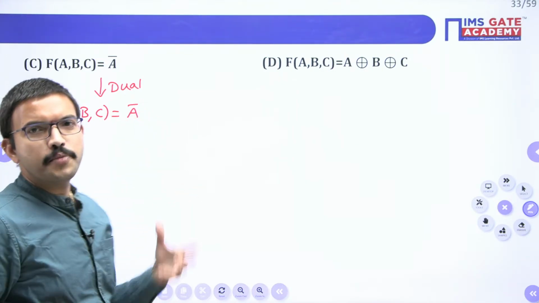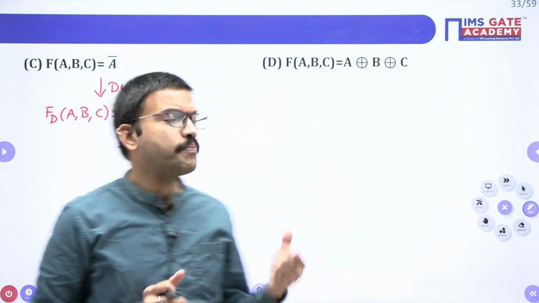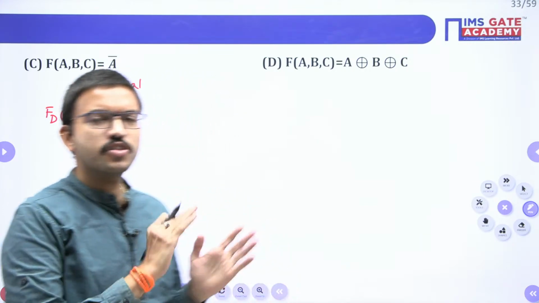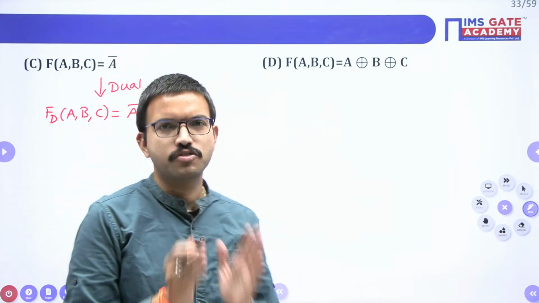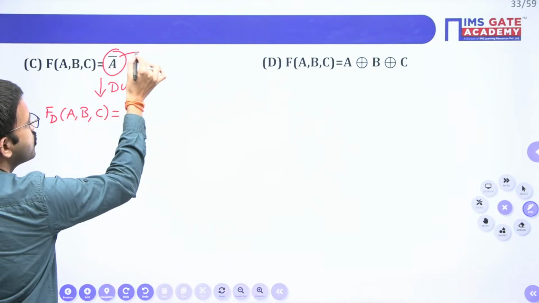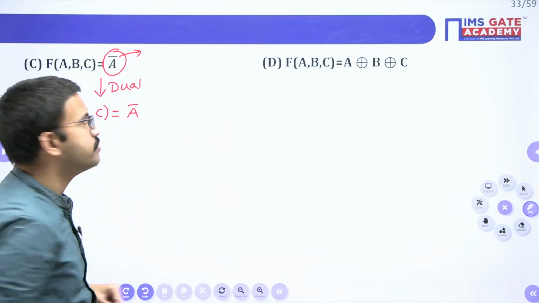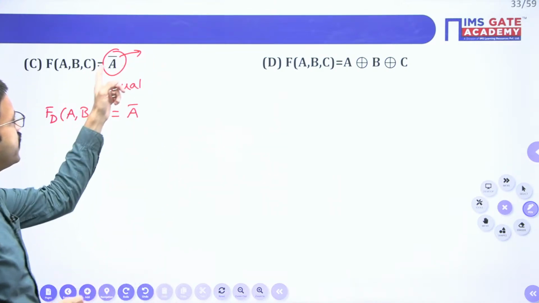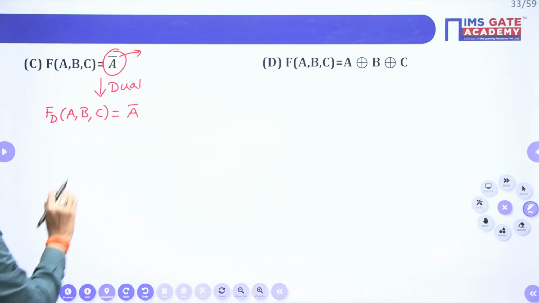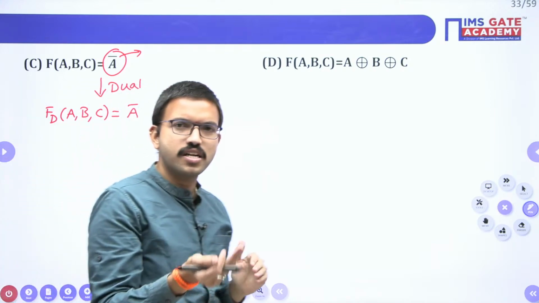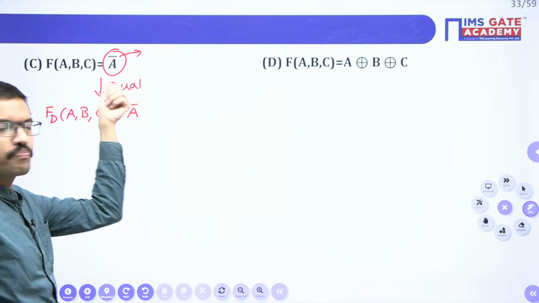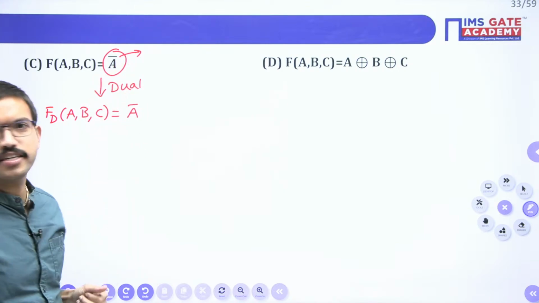Because if you recall, when you're having two variables, the basic binary operation you can perform is either logical AND or logical OR. So whenever you're applying dual, we are interchanging those two operators. But here you're having A bar. A bar means here a complement operation you are performing on a single variable. So this is a unary operator. Since there is no logical AND or logical OR, obviously we have to keep that particular variable as it is. A bar is nothing but A bar only.